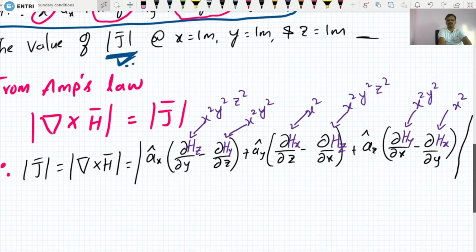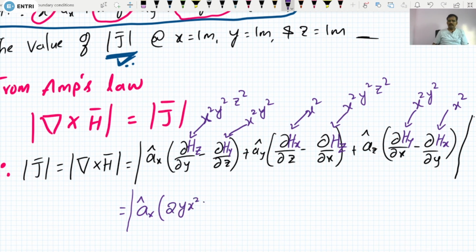Okay, so if you solve this one, what you are going to get? Tell me. Now it is very simple here. So this is equivalent to ax cap into, so I am considering the magnitude, ax cap into, what is the differentiation of x square y square z square with respect to y here? It is nothing but 2y x square z square. Okay, and here you are differentiating this y component with respect to z. So here this y component is independent of z, so dou Hy by dou z will become what? Will become 0. So this term will become 0.